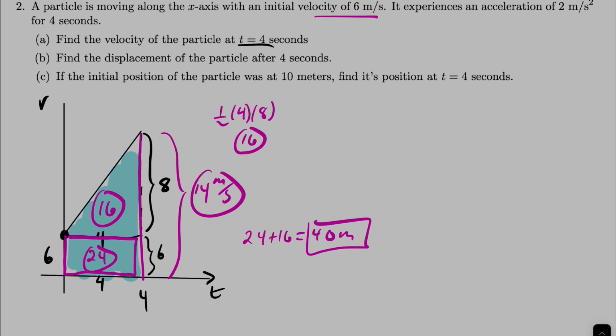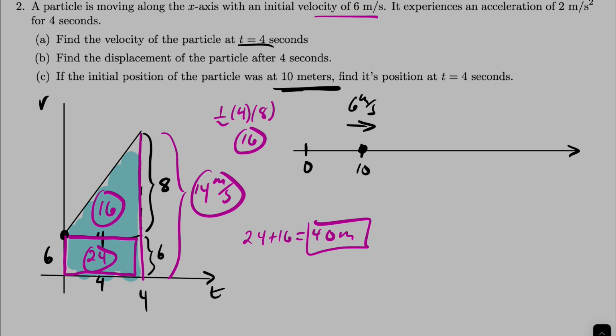All right, so let's talk about that for part C. The whole time this particle was moving along the x-axis, so it's moving on a horizontal line. Now, if this is position 0, part C says the particle started at position 10. So it was here at 10 when we started. And note, it was already moving at 6 meters per second. That was the initial velocity. And now we know after 4 seconds, the displacement is 40.